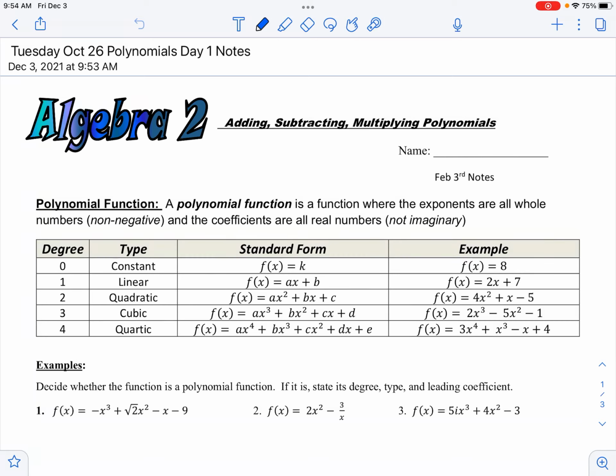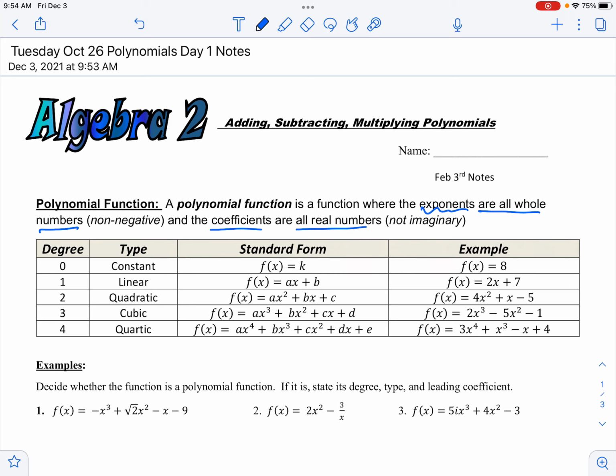All right, so this lesson's on adding, subtracting, and multiplying polynomials. A polynomial function is a function where the exponents are whole numbers, which has to mean that they're non-negative. And the coefficients are real numbers, which is not imaginary.